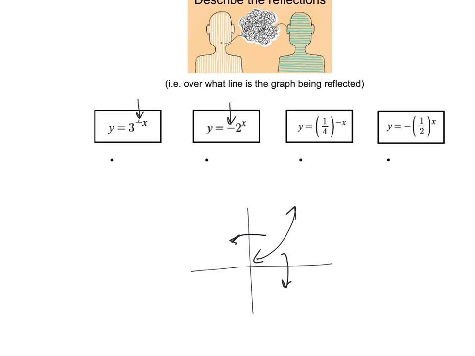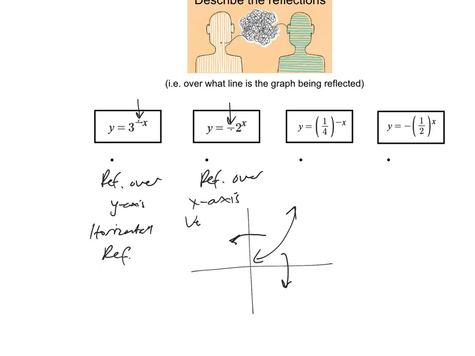So for instance, this first one would be a reflection over the y-axis. So that would be what's called a horizontal reflection. And then the one with the negative out front would be a reflection over the x-axis, which would be a vertical reflection.